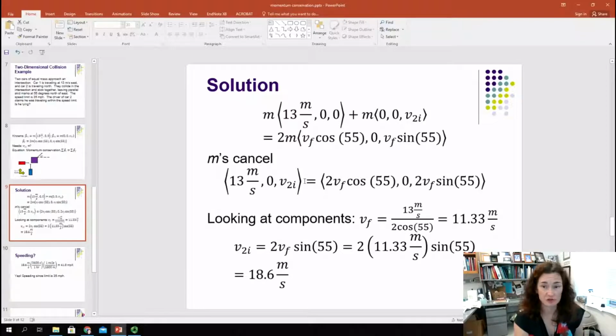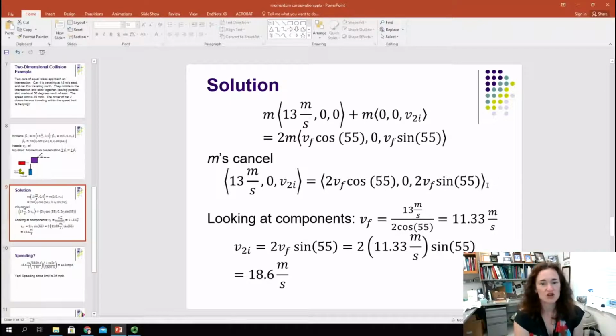Looking at the components, you add them component-wise. For the x, I'm doing 13 plus 0. For the y, I'm doing 0 plus 0. And for the z, I'm doing 0 plus v2i. So that leaves me with the vector shown here on the left-hand side. Now on the right-hand side, I'm going to move the 2 inside and multiply everything by 2. I don't have anything to add because there's just one term. So on the right-hand side, I have (2 v final cosine 55, 0, 2 v final sine 55).